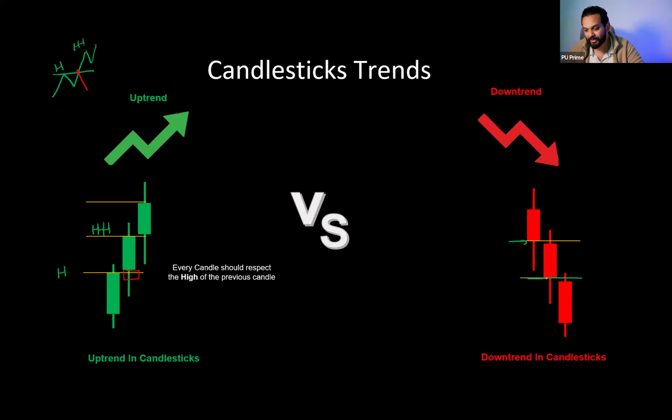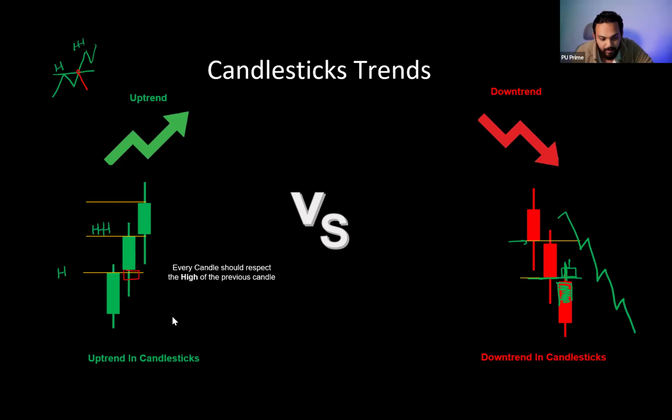So if the new candle didn't respect the low of this candle, it means that the price might flip to bullish, okay? But as you can see here, the price goes here, and then the sellers started to take control. We respect the low of the previous candle, which means a continuation of the downtrend, okay?